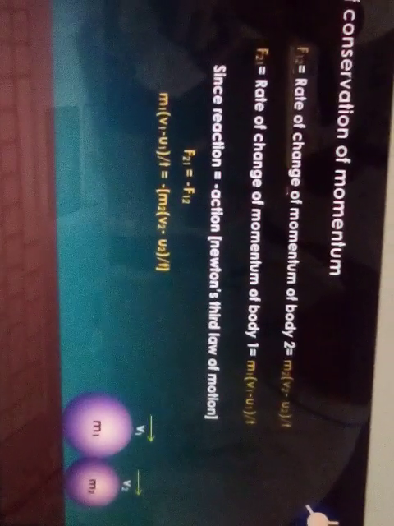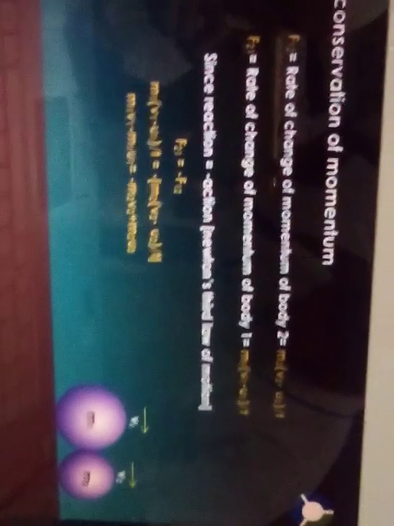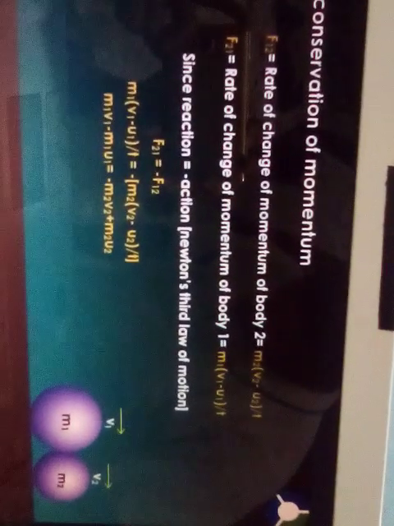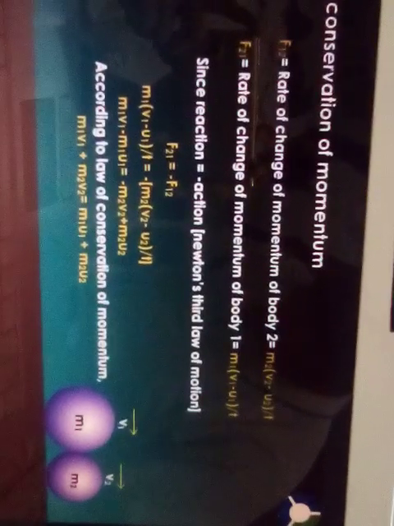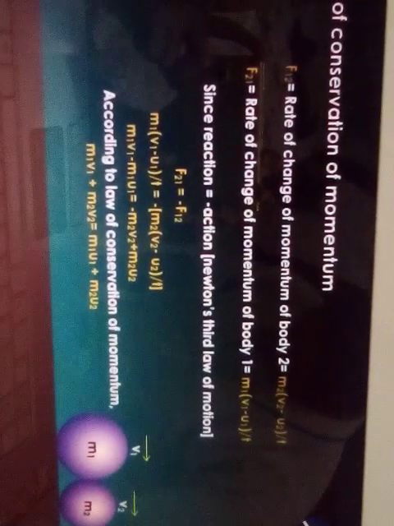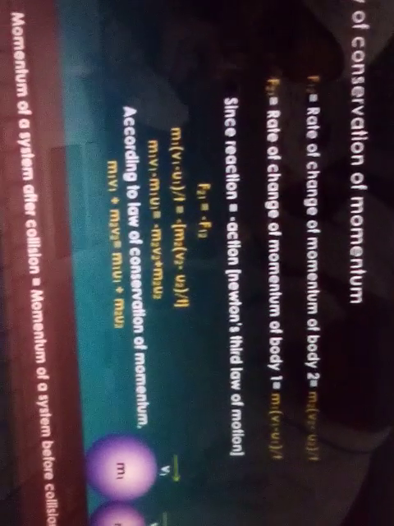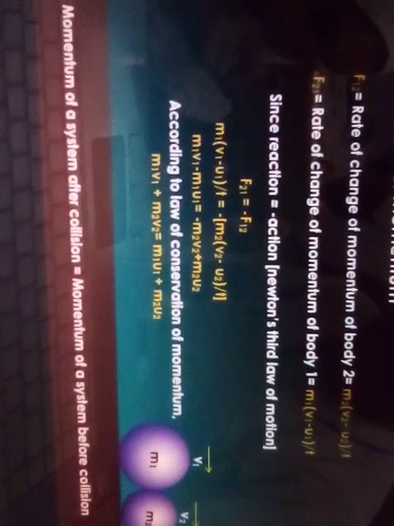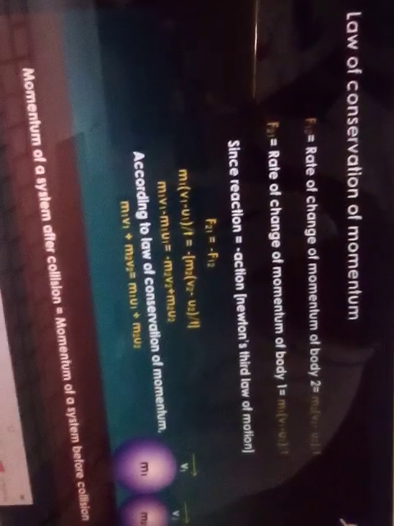m1 v1 minus m1 u1 equals minus m2 v2 plus m2 u2. According to the law of conservation of momentum, m1 v1 plus m2 v2 equals m1 u1 plus m2 u2. Momentum of a system after collision equals momentum of the system before collision.